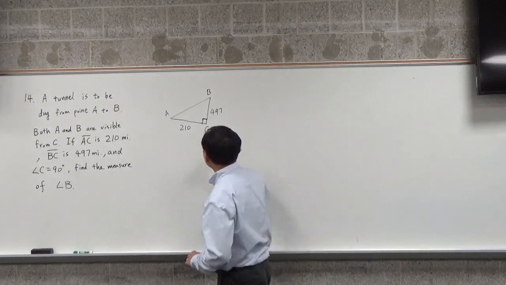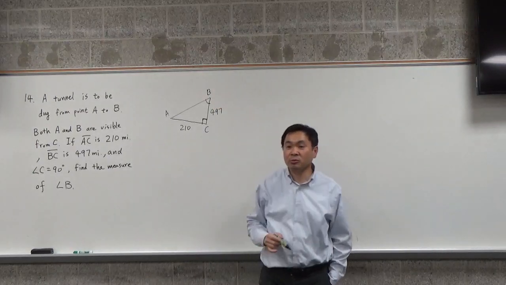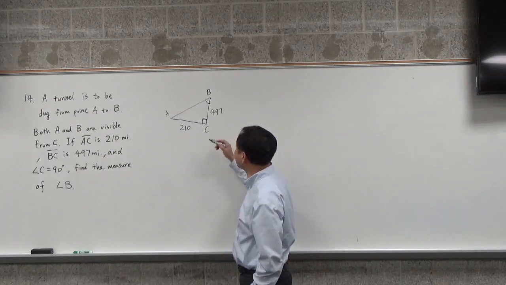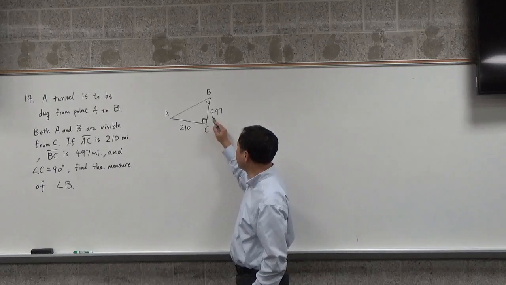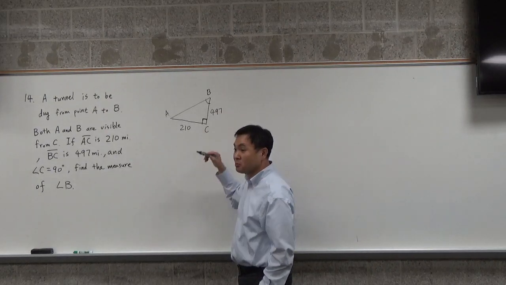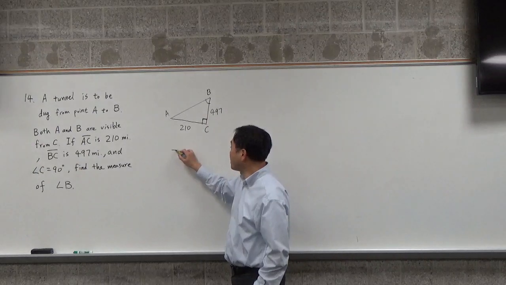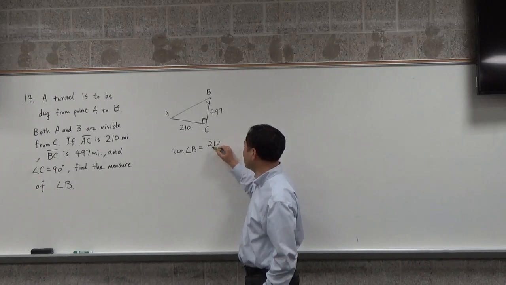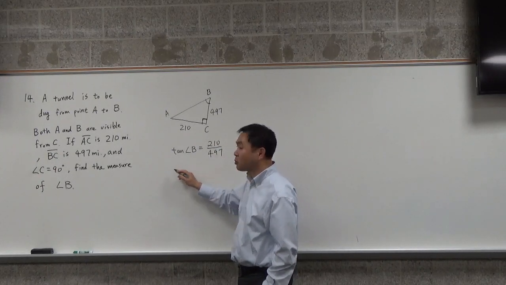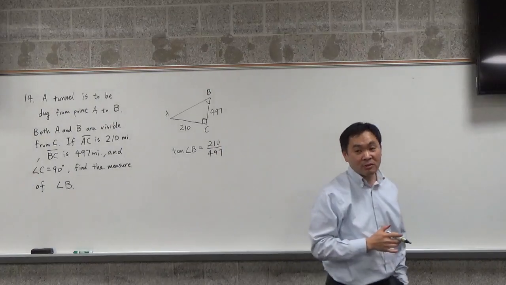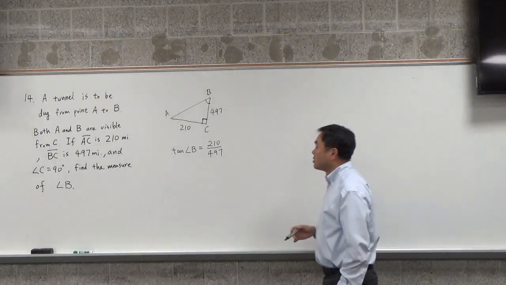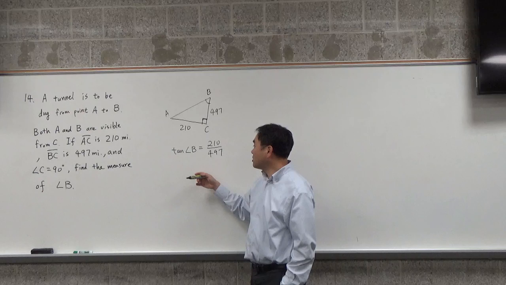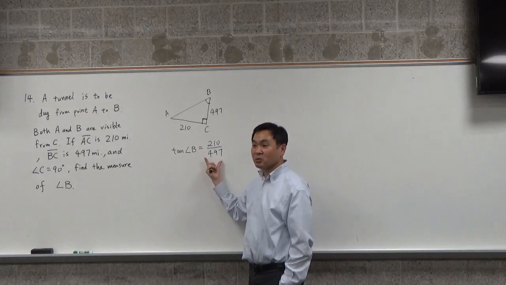Now, the question is to find the angle B. How would you find this? Tangent also, because 210 is the opposite of B, and 497 is the adjacent of B, and tangent is opposite over adjacent. So we have tangent of angle B equals opposite over adjacent. But the problem is you can't just put this into the calculator because you don't know what to put in. You only know the output.